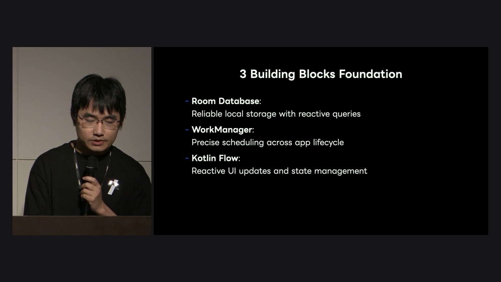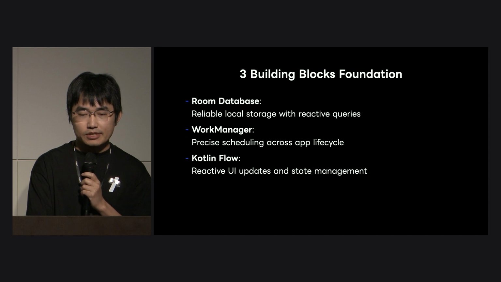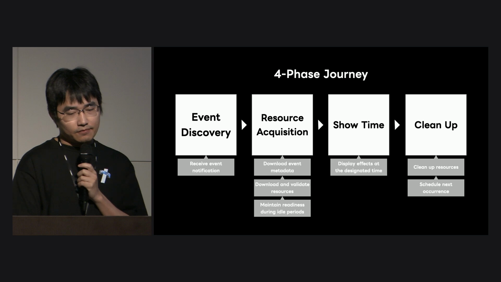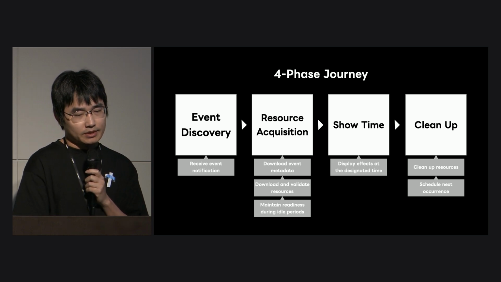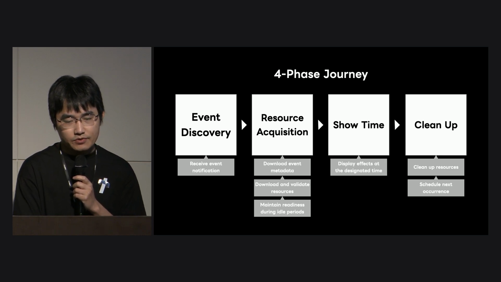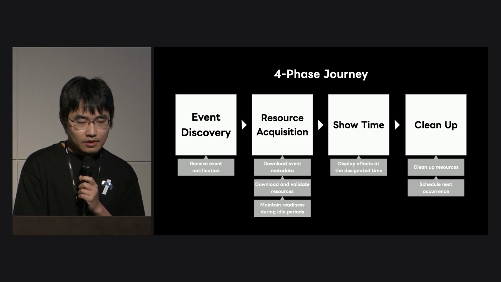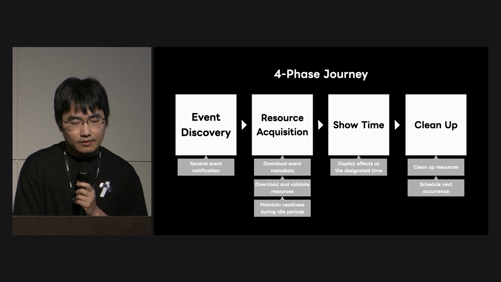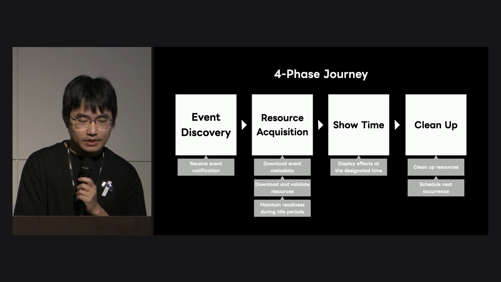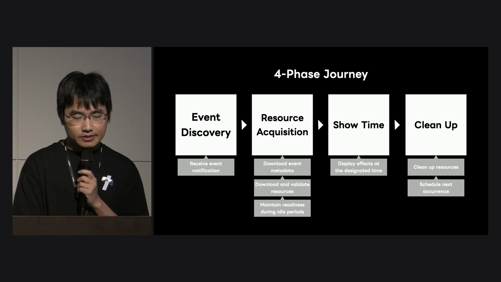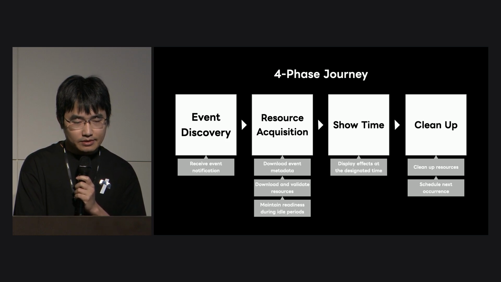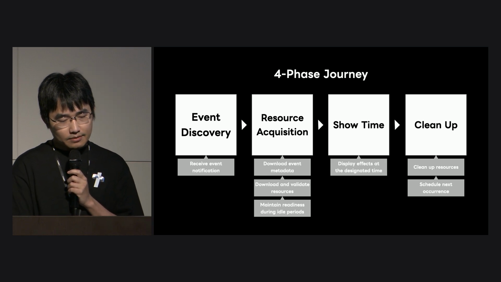And now, how do these work together through our four-phase journey? We designed a four-phase journey starting with phase one, event discovery. This phase is where we receive the event notification and schedule the preparation job. Then phase two goes with resource acquisition. The responsibilities of this phase are to download event metadata, download and verify resources or assets to get everything ready, and maintain the readiness during idle periods.